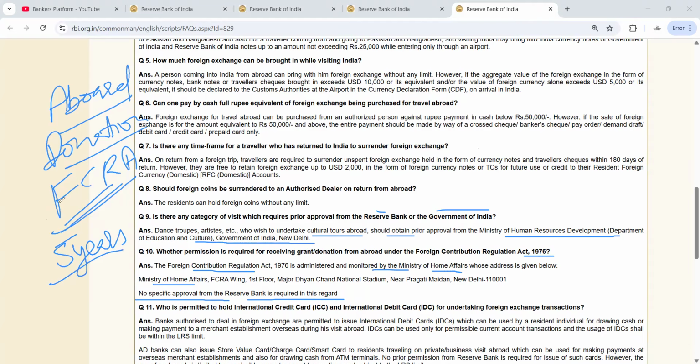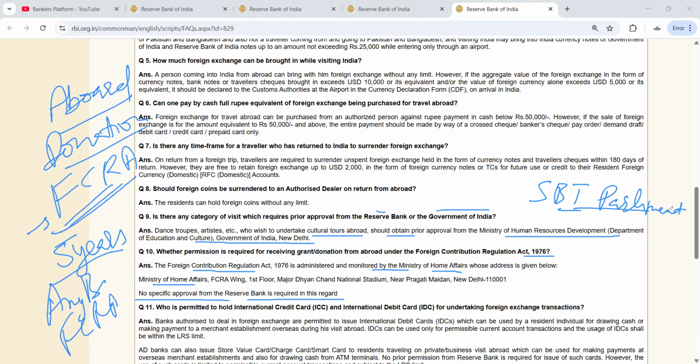Okay. And for FCRA, there should be one FCRA account. And earlier any bank could open the FCRA account, but now there's a restriction. Now only the SBI Parliament Street branch, which is in Delhi, can open the FCRA account. No other bank can open the FCRA account. But all over India, there are so many FCRA certificate holders.